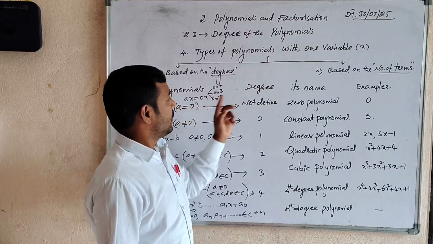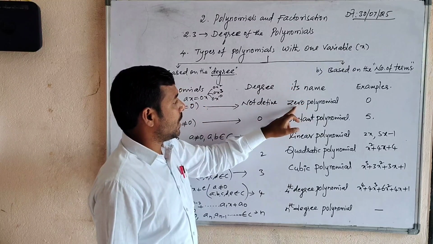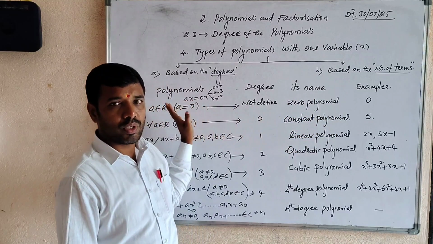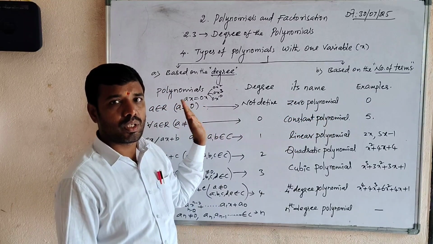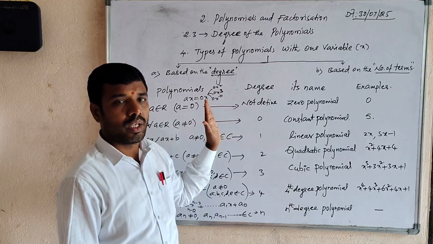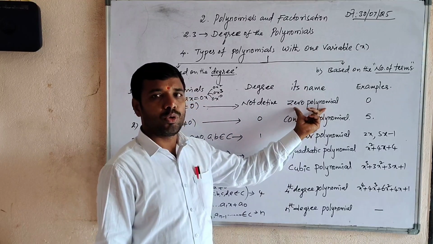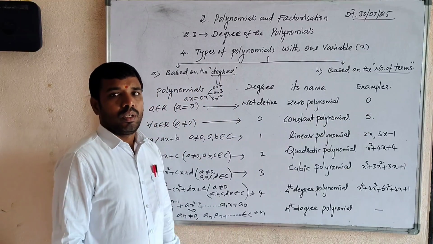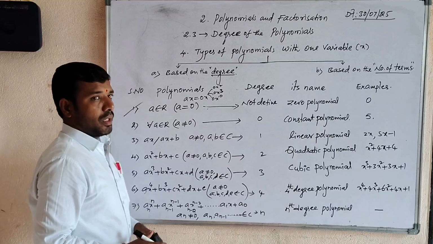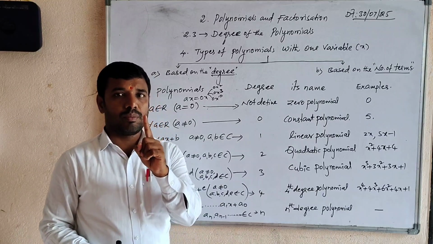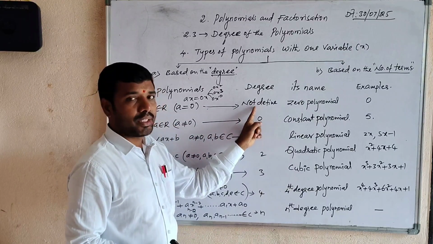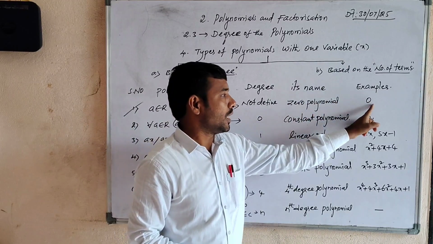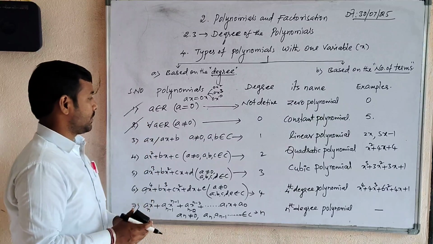So what about 0? In this polynomial we can call 0 a zero polynomial. 0 is one of the real numbers which has no degree. Its degree is not defined. Its name is zero polynomial. So the best example is 0. Observe carefully about the first point. 0 is one of the real numbers. Its degree is not defined. So that 0 is called the zero polynomial. This is one example. Let us go with the second concept.